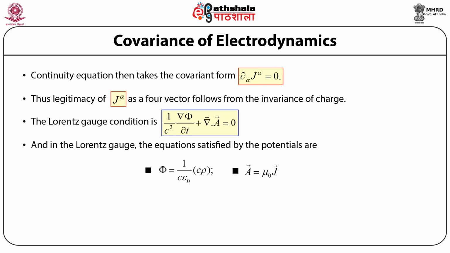And using the Lorentz gauge, the equations satisfied by the potentials are written as the Laplacian operator acting on the scalar potential φ is equal to 1 upon c times ε₀ times c times the charge density ρ, and the Laplacian operator acting on the vector potential A is equal to μ₀ times the current density vector J.